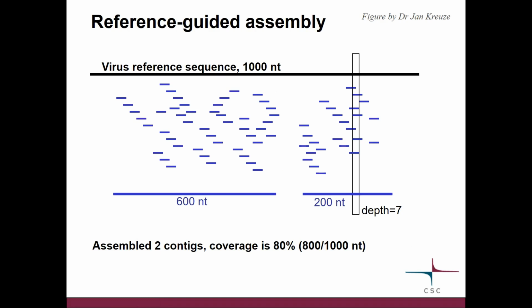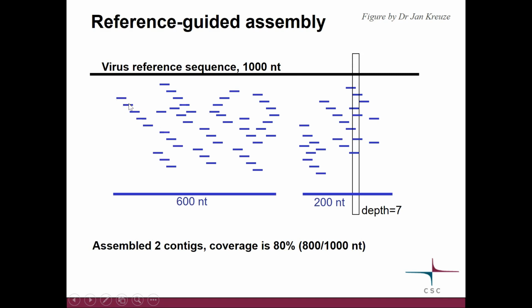So let's have a look at this in more detail. And as you can see, many of these figures are kindly provided by Dr. Jan Kroes from the International Potato Institute. So on this figure now, we have the reference guided assembly. So here we have a reference sequence, some virus sequence that is 1,000 bases long. And then we have our short sequencing reads, which are these little blue bits here.